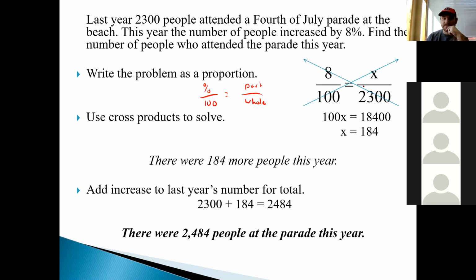Then we can use cross multiplication to solve this. We get 100x equals 18,400 divided by 100, and we get x equals 184. That means that there were 184 more people this year. So what we're going to do is add our increase to last year's number for the total. Last year we had 2,300. It went up by 184. We add those together and we get 2,484 people at the parade this year.